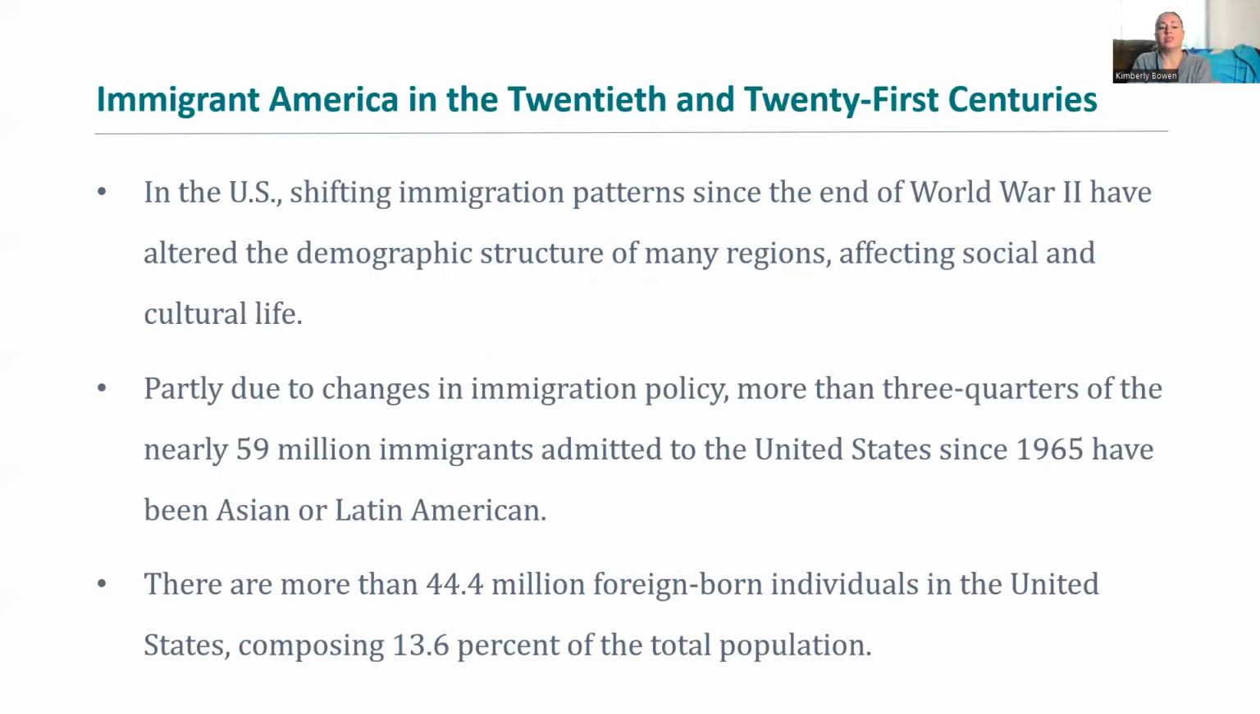In the U.S., shifting immigration patterns since the end of World War II have altered the demographic structure of many regions, affecting social and cultural life. Partly due to changes in immigration policy, more than 3/4 of nearly 59 million immigrants admitted to the United States have been Asian or Latin American. Again, Asian is a very wide category.